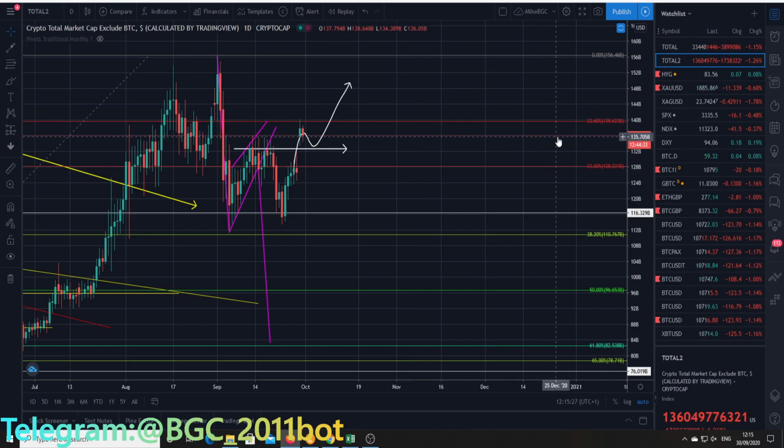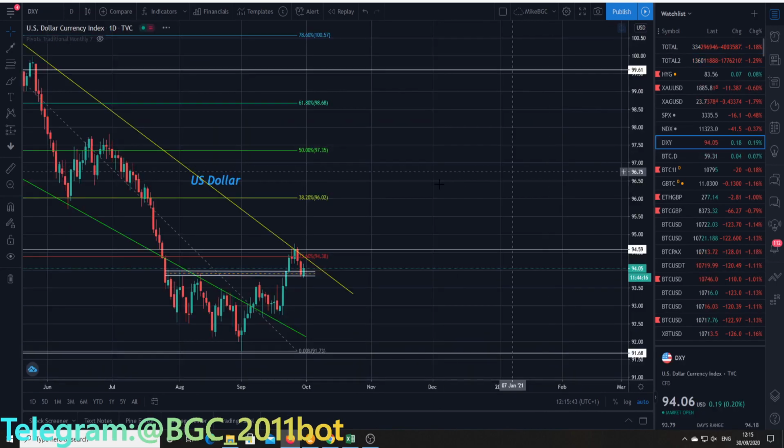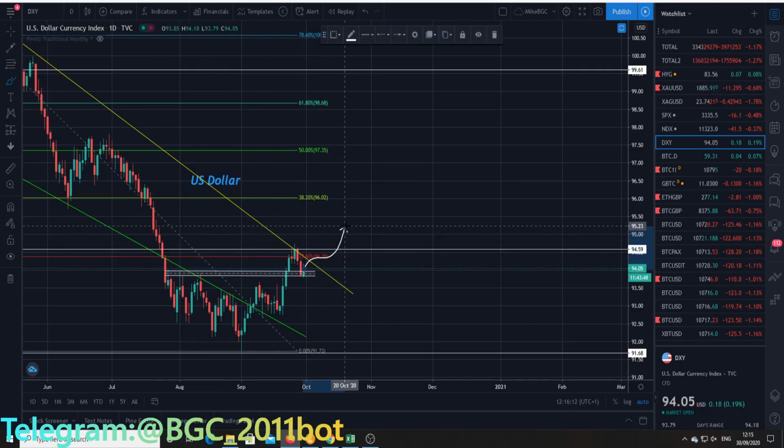And the other thing I want to show you is the US dollar. As I told you in the previous video, this support needs to hold the value of the US dollar, and it's working really great as a support. This zone was the previous resistance for us, and now it is working as a support for the US dollar. But if the dollar can pass this area, it's really not a good sign for the cryptocurrency and the stock market.